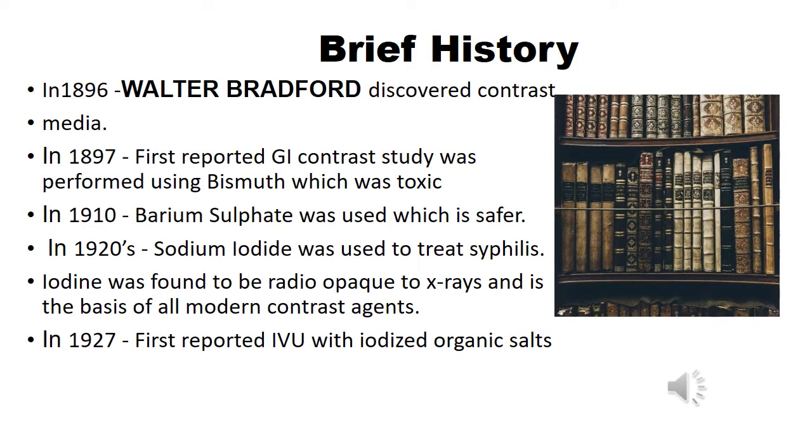In 1896, Walter Bradford discovered contrast media. In 1897, the first reported GI contrast study was performed using bismuth, which was toxic. In 1910, barium sulfate was used, which is safer. In the 1920s, sodium iodide was used to treat syphilis. Iodine was found to be radio-opaque to X-rays and is the basis of all modern contrast agents. In 1927, the first reported IBA with iodized organic salts.